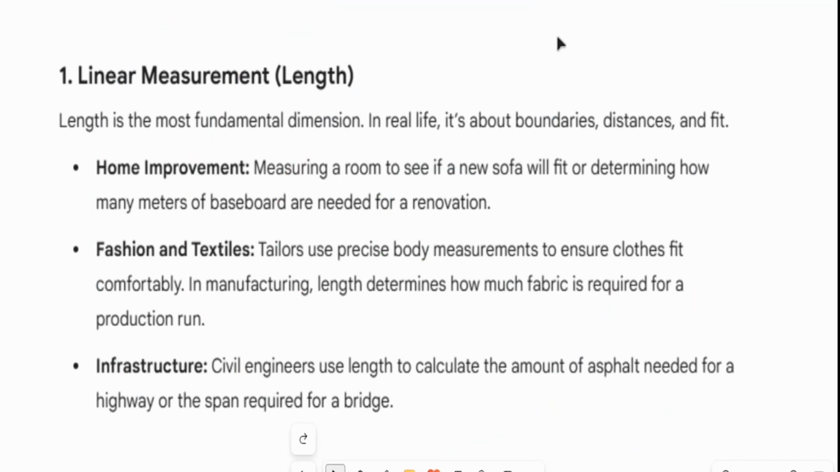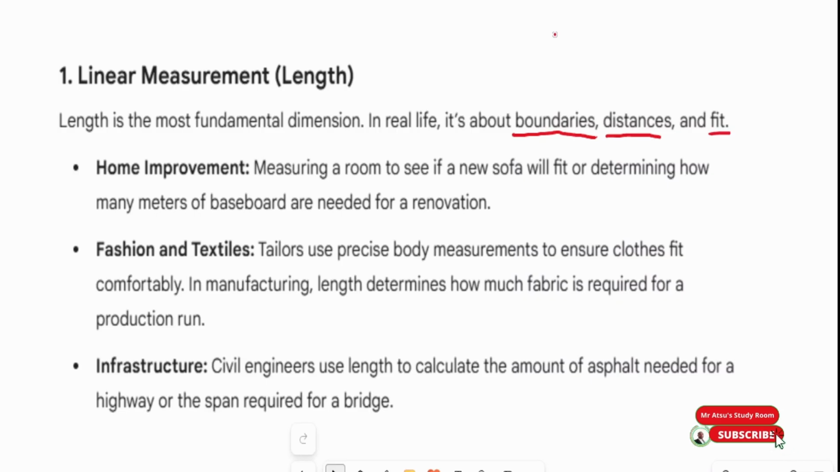Like I said earlier, length is one-dimensional or linear measurement, and in real life, length is used in measuring boundaries, distances, and feet. And we would like to look at its application in three different aspects of life: home improvement, fashion and textiles, and infrastructure. In home improvement, you go out to buy a sofa and you are not sure whether it will fit a particular corner of your room or not. If you know the length of your room or the length of the sofa, you will know whether it will fit exactly where you want to put it or not.